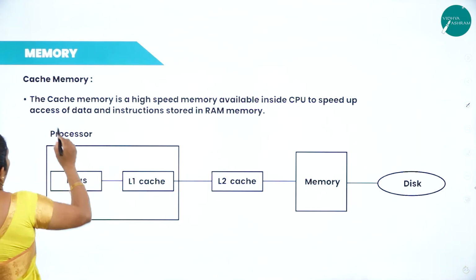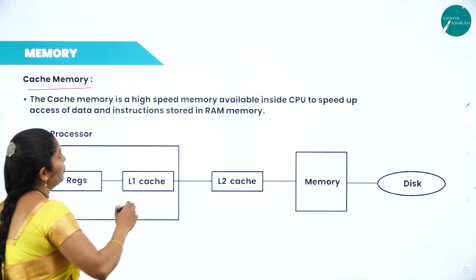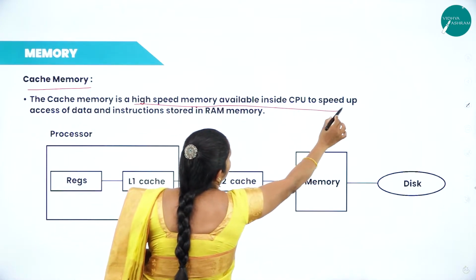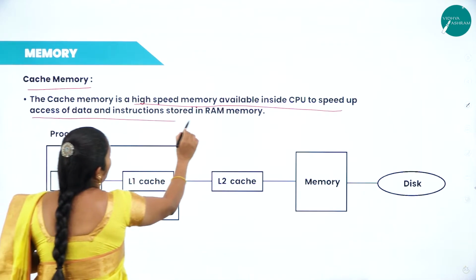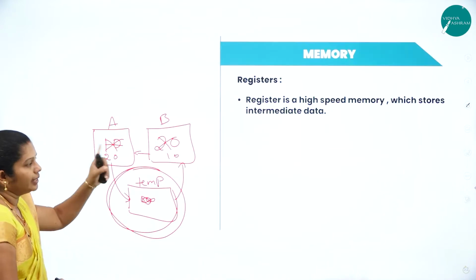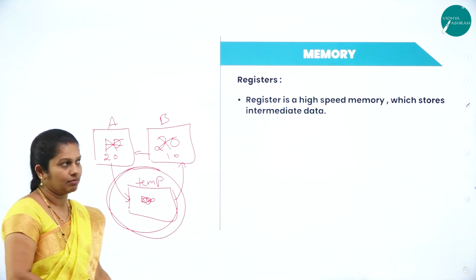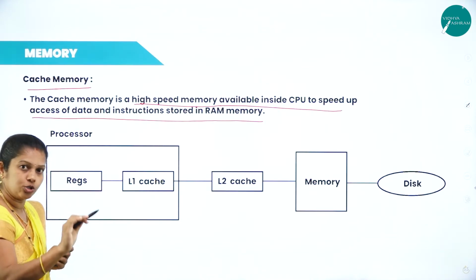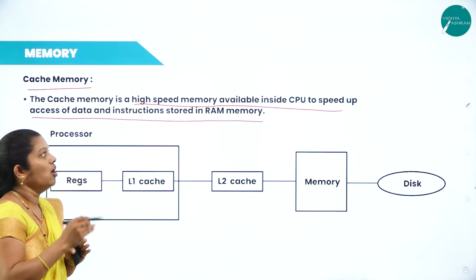Next, we'll discuss cache memory. Why do we require cache memory? Cache memory is a high-speed memory available inside the CPU to speed up access of data and instructions stored in RAM. The register stores intermediate data and is very fast. But cache memory is also a high-speed memory, but it will not store intermediate data.